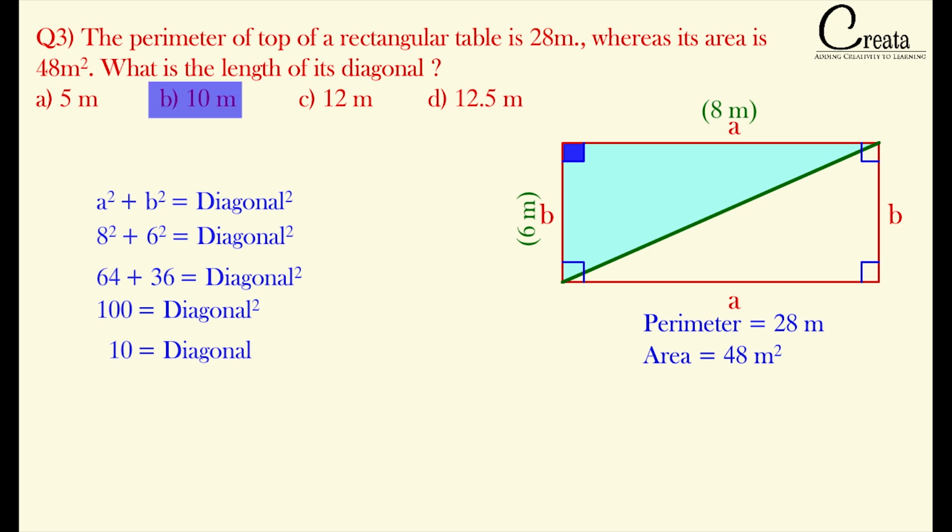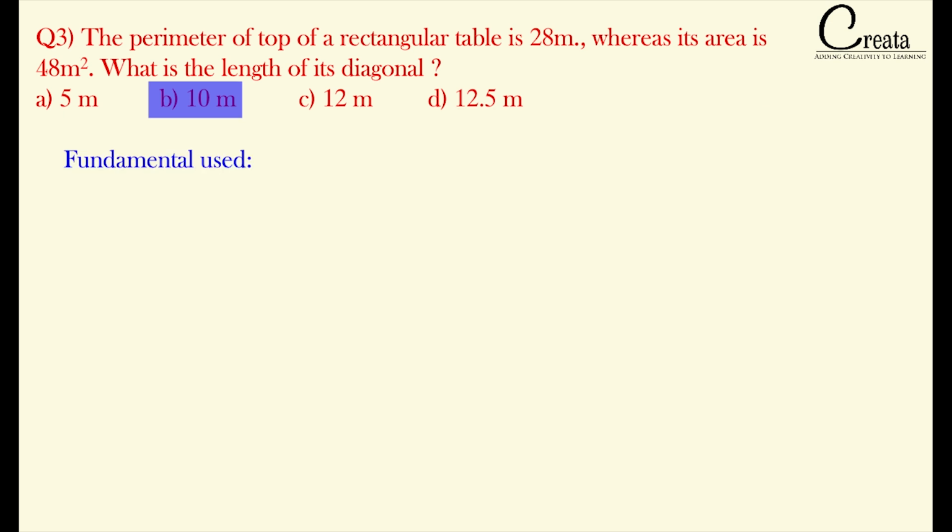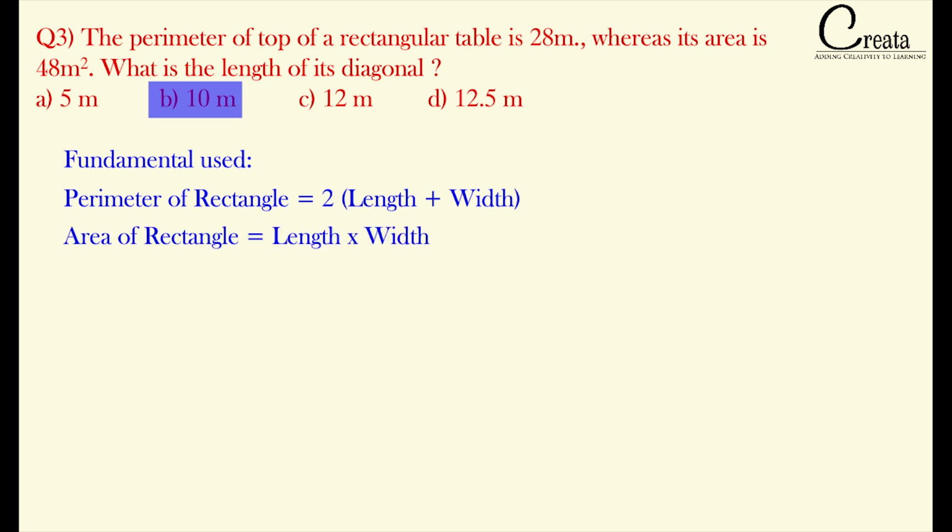That is the answer of the question. Okay. So the fundamentals that we have used in solving this question are, first, the perimeter of a rectangle, that is twice length plus width, and the area of the rectangle, which is length into width. And thirdly, we have used the Pythagoras theorem to finally get the answer of this question.